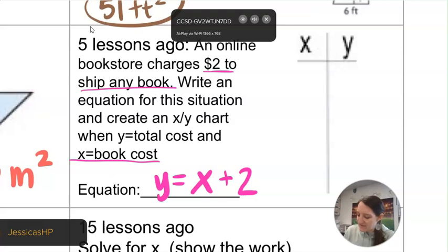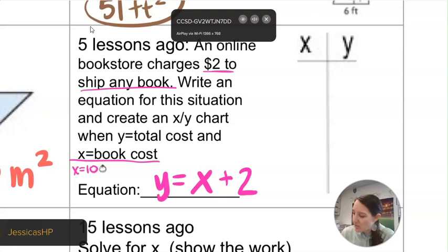So if I find out that the book is $10, then it's going to be 10 plus 2. It's going to be $12 for my book. That makes sense. What if the book was like $100? Well, then it's $100 plus $2 to ship that book, 102. Okay, that makes sense to me. All right, so now let's make that XY chart.